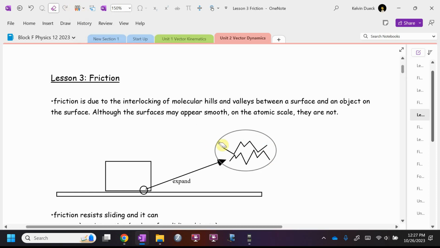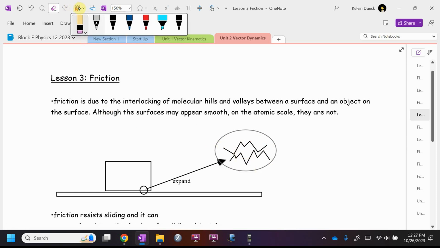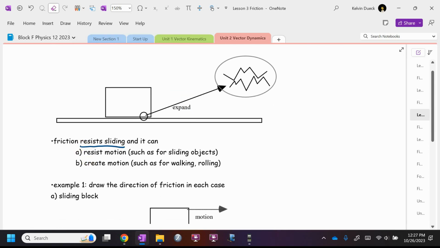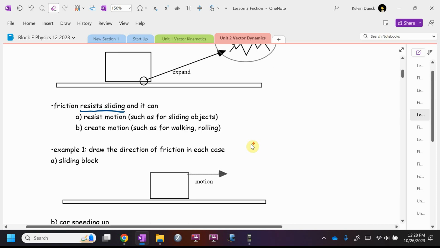But what we can say is this: friction resists sliding. In fact, to me, that's kind of the key concept. Whichever way an object is trying to slide, friction will point in the opposite direction. That's how we'll figure out the direction. Because of that, it can resist motion, like when you're trying to slide something. It can also create motion, such as for walking or rolling or cars.